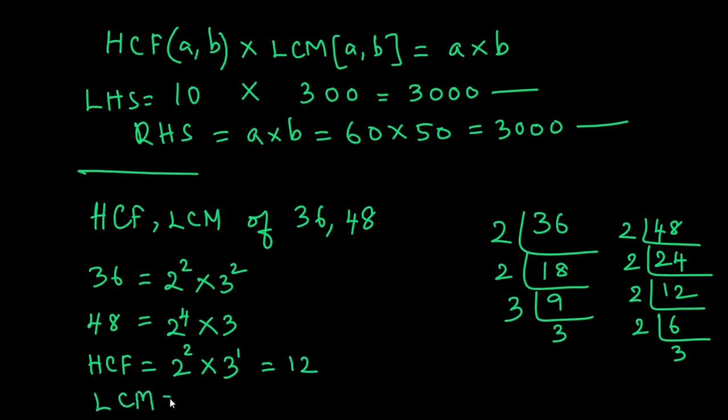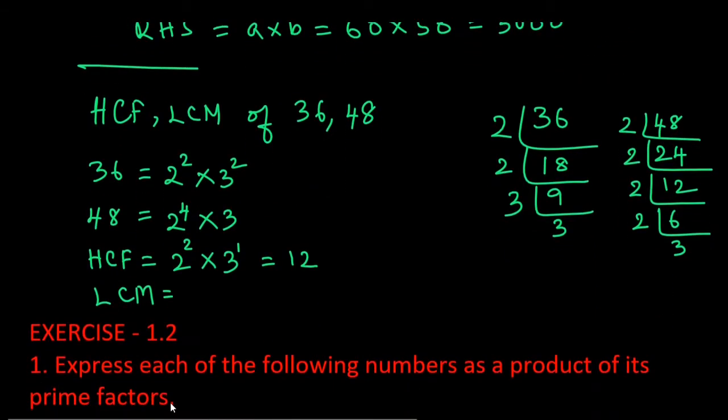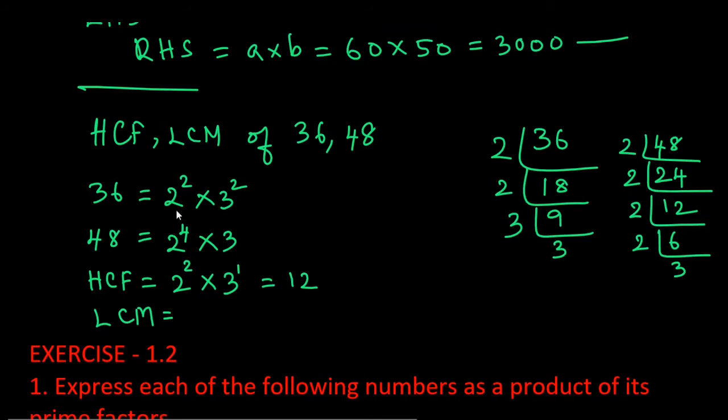LCM. To find LCM, take the highest powers of all the factors involved. All the factors involved are 2 and 3 only. So the highest power of 2 is 2 power 4 here, into the highest power of 3, which is 3 power 2. So 2 power 4 is 16. 16 into 3 into 3, 16 into 9, is 144.